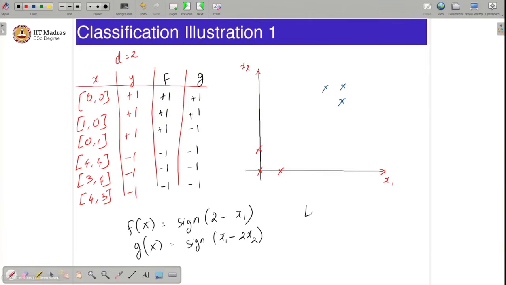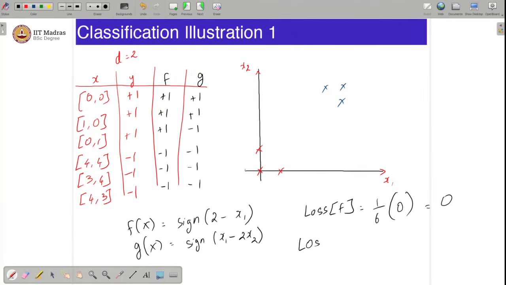Now, you can compute the loss of f. Loss of f is simply 1 by 6 times the number of instances that your f got wrong, and you can clearly see that your f got all the 6 data points right. So, +1 +1 +1 -1 -1 -1 matches the labels. So, this particular loss will actually be 0.